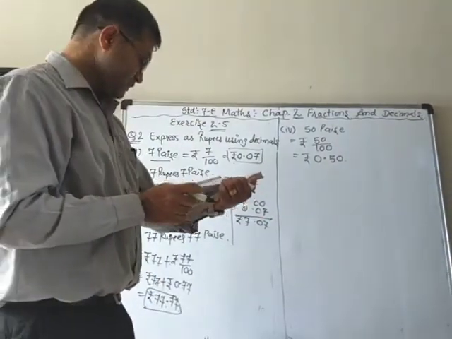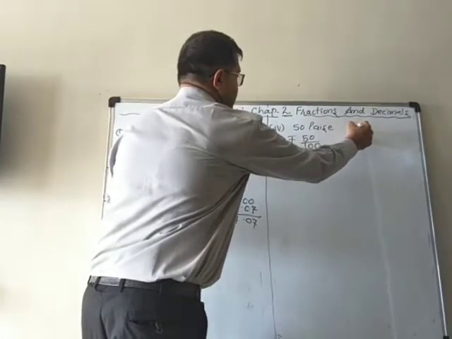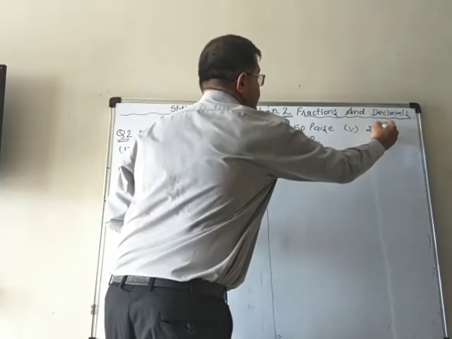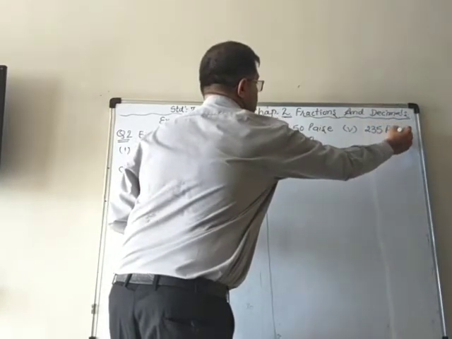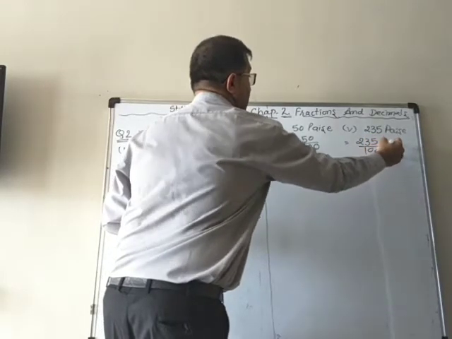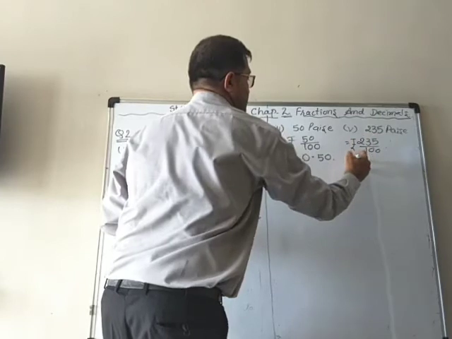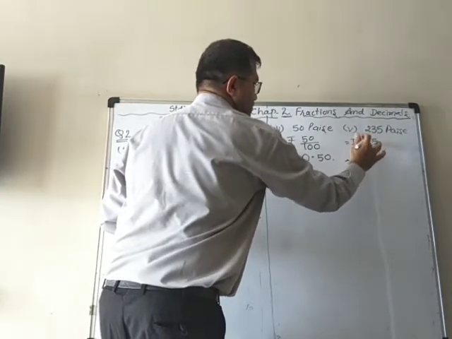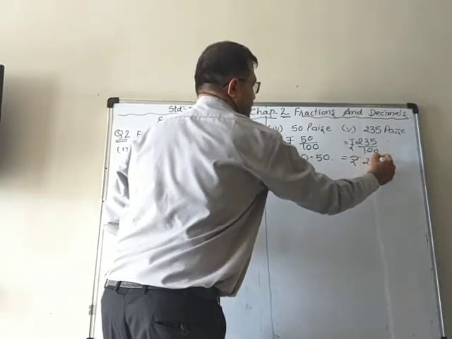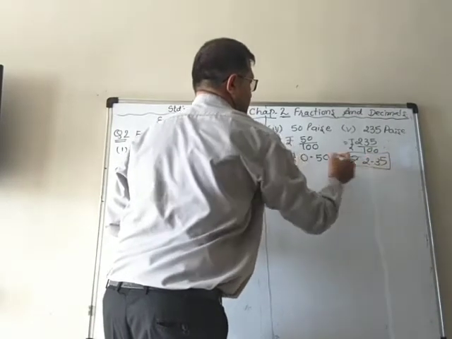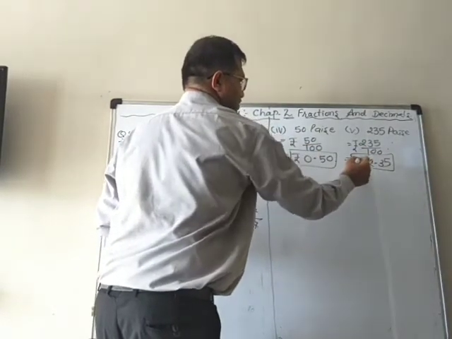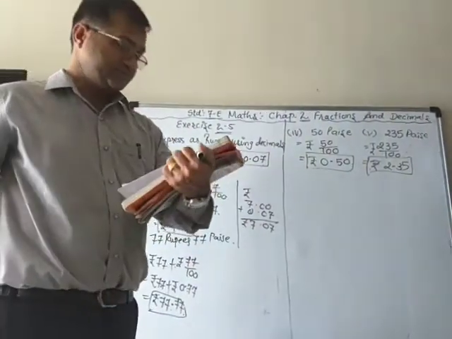So rupees 0.50. Similarly, the last one, the fifth one, is 235 paise. Here also we do the same thing, 235 upon 100 rupees. Now 2 decimals means we will put the point here. So it is equal to rupees 2.35, because we need 2 decimal places. So the answer is rupees 2.35.